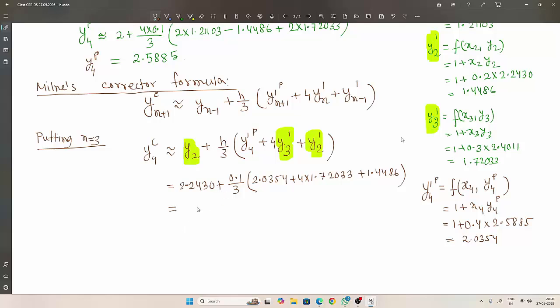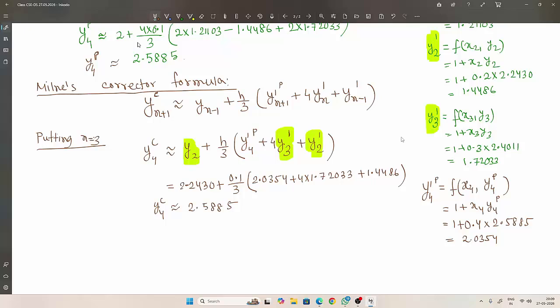It is the same again. 2.5885, that is the same, 2.5885. That means we are getting the prediction value and the corrector value the same, but it is not necessary that the prediction and the correction value will be the same. You can get different values. Here there will not be an approximately equals sign, you have written equals. Obviously approximate. This value is not equal. All these values are actually approximate values.